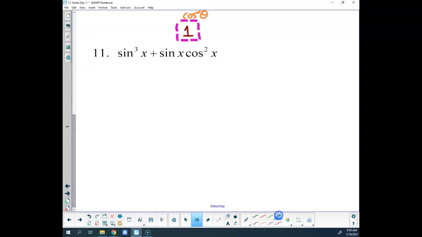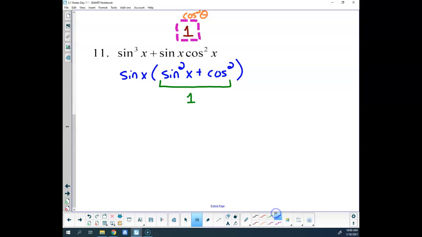Looks like we can factor out a sine. That would leave me with sine squared plus cosine squared. Sine squared plus cosine squared is 1. 1 times sine is sine.